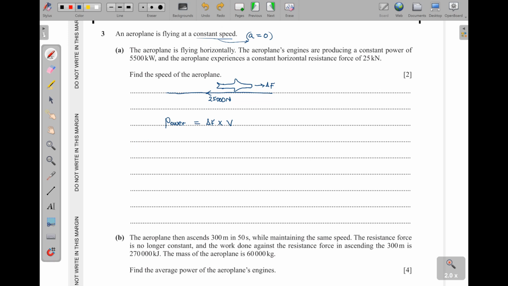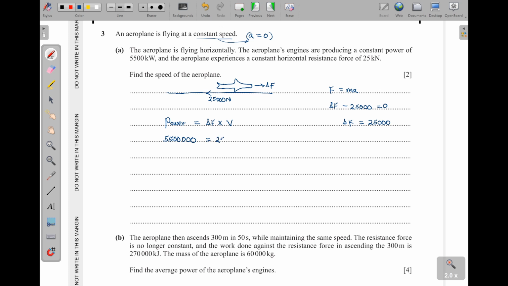Now, what is the driving force? Because the speed is not known. Power is known as 5500. Then we are supposed to add other 3 zeros. We are supposed to use watts, not kilowatts. Since acceleration is 0 and we know that F is equal to ma, then the net force is going to be the driving force minus this resistance force, which is 25000, equal to 0. Meaning the driving force equates to the resistance force when a particle is moving at constant speed.